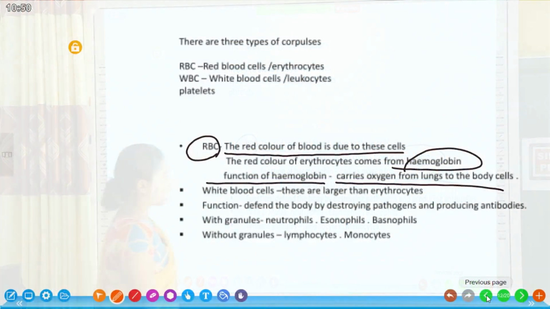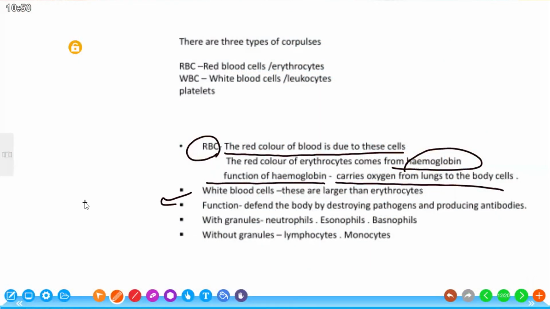Then WBC, the leukocytes. These are larger than erythrocytes. The main function is to defend the body by destroying pathogens, and it produces antibodies.